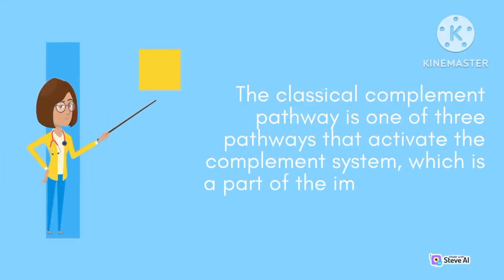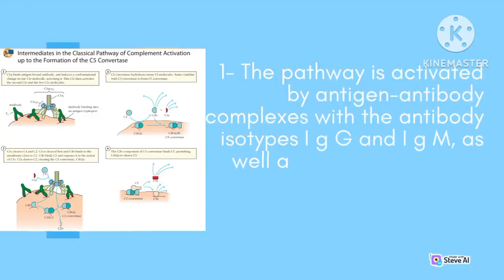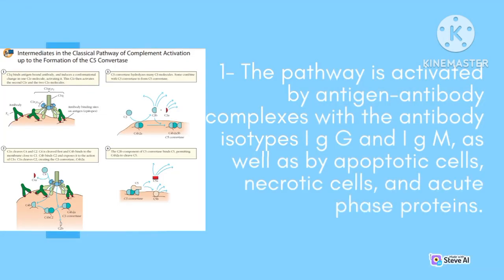The classical complement pathway is one of three pathways that activate the complement system, which is a part of the immune system. 1. The pathway is activated by antigen-antibody complexes with the antibody isotypes IgG and IgM, as well as by apoptotic cells, necrotic cells, and acute phase proteins.